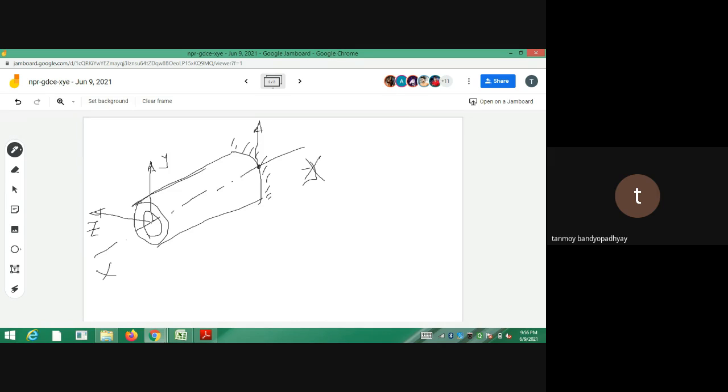So always the length of the beam, we take it as the x axis, and the yz plane will always be the plane of the cross section. So you can understand that whenever we are calling it a neutral plane, we are taking it as a line, but the neutral plane is actually a plane. For a beam, the neutral plane is a total plane.